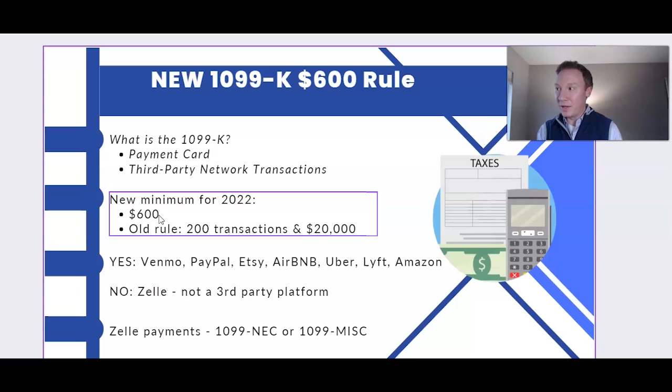So what I always say is, if you get paid, whether you get a 1099K or not, you report that income on your tax return. That's the best way to be in good hands with the IRS.